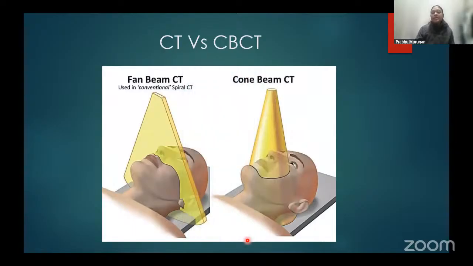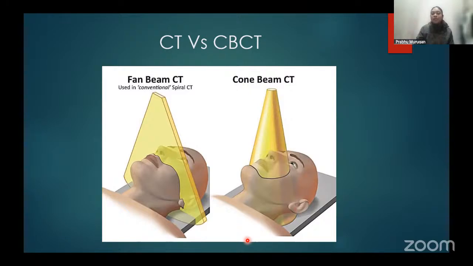CT versus CBCT. In case of your CT, I told you about the spiraling action, right? So it has a fan-shaped X-ray beam. In case of your CBCT, the beam is cone-shaped. I wouldn't say it's just useful, but it is superior to CT because CT has a higher X-ray exposure. It has to spiral multiple times around the patient to give you those image slices.